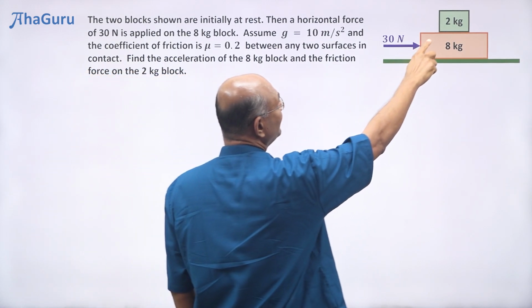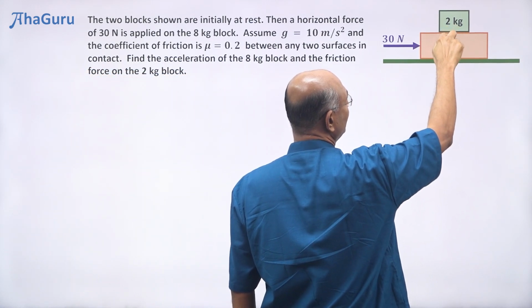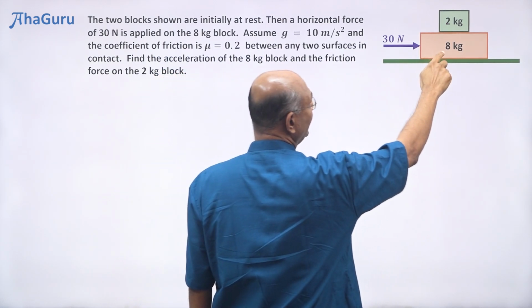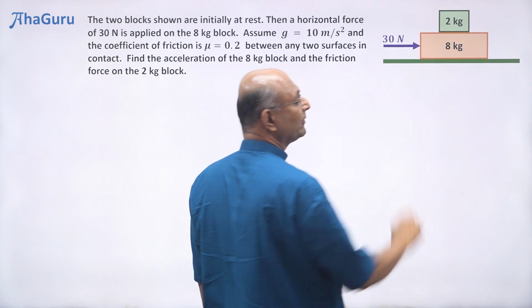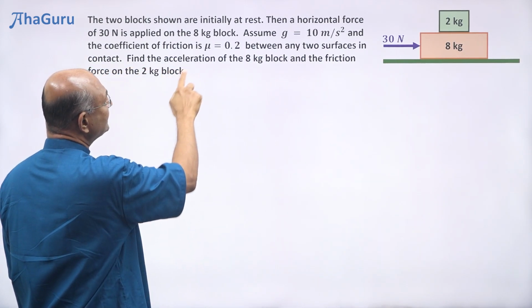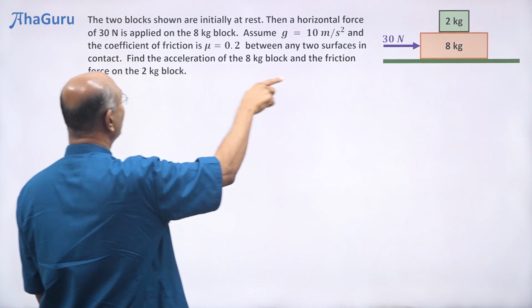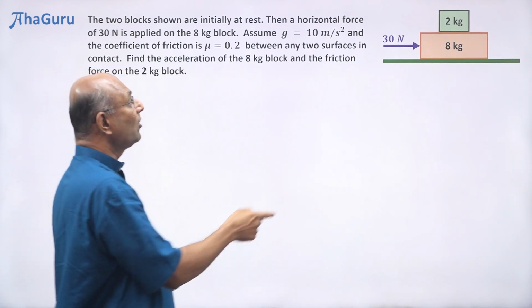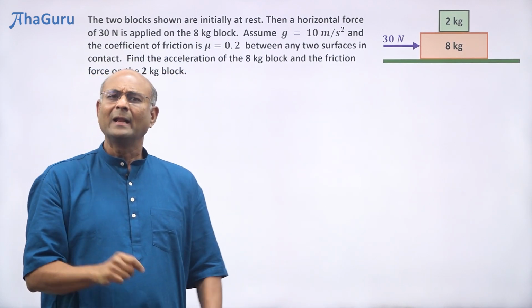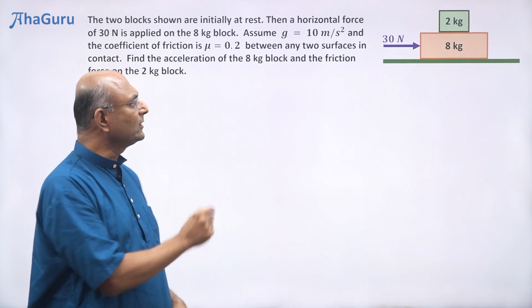That is, between the 2 kg and the 8 kg block, they are in contact, so the coefficient of friction is 0.2. Between the 8 kg block and the floor, the coefficient of friction is 0.2. Find the acceleration of the 8 kg block and the friction force on the 2 kg block. So that is the question. Let us first look at how Rahul tried to solve this.